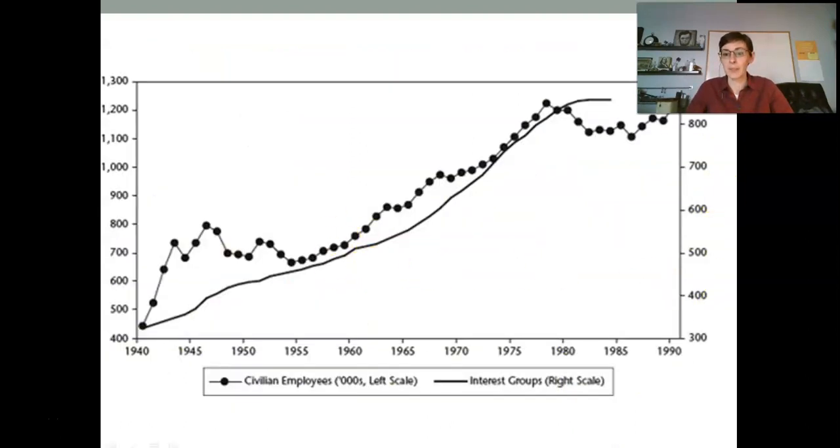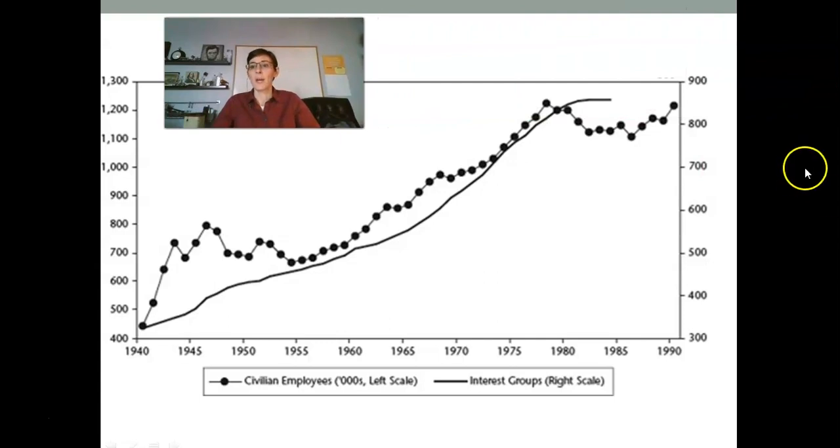All right, next item. I'm going to just pull this guy over here. Okay, so this tracks the number of civilian employees that we have in government and the number of interest groups, okay? So when you look and you track the number of civilian employees, which is represented by this line here with the dots, and then you can track the black line here. Again, pause the video. I want you to identify a trend that you see in this graph. What conclusion can you draw based on looking at this graph?